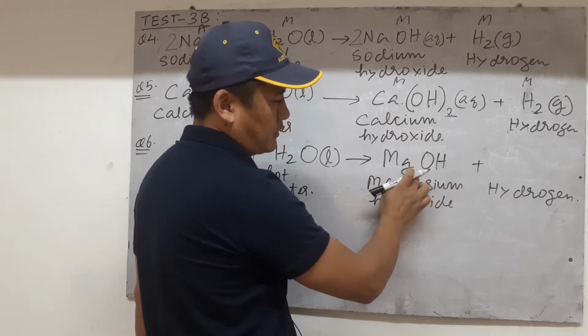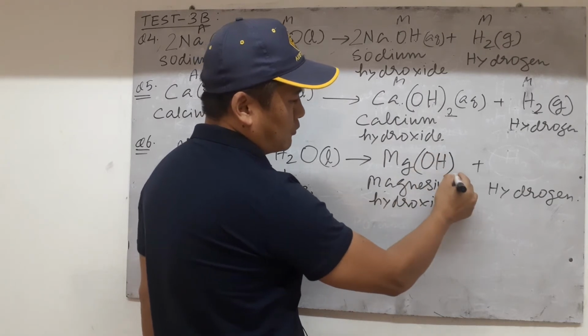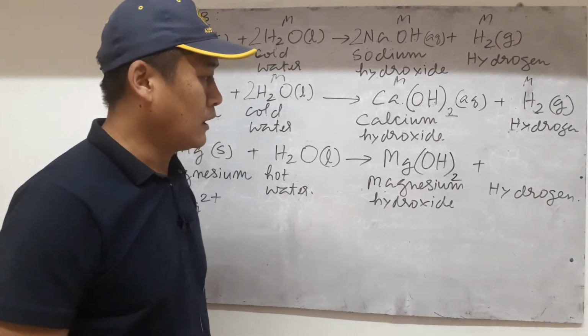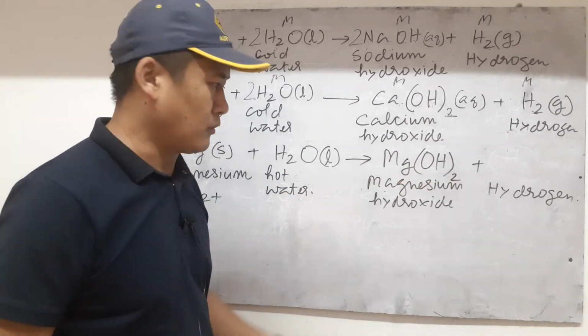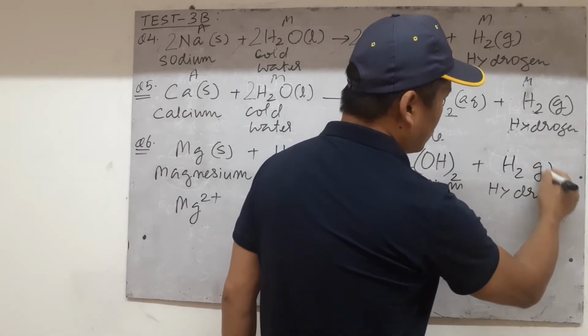This 1 need not be shifted, but 2 has to be shifted to the lower backside of OH. So we need to put bracket because OH hydroxide is a compound ion, the same resonance here. If we don't put bracket, it will be wrong because this is a compound ion. Then hydrogen gas is H2.